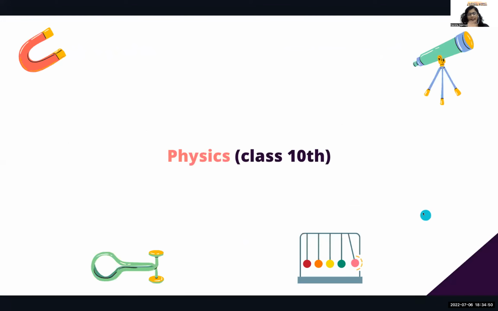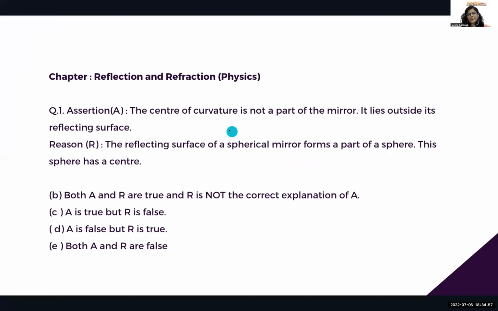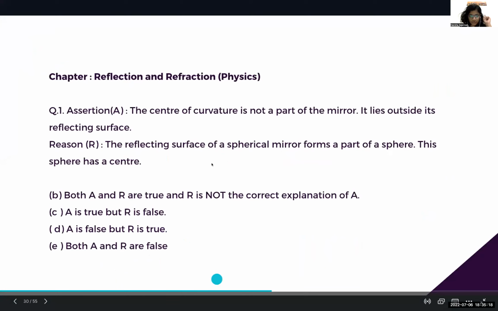All right. Now, quickly moving to physics, class 10th. I'll again be showing examples for class 10th. And my chapter here is reflection and refraction, okay? Now, assertion and reasoning, you can see how it is done here. Assertion: the center of curvature is not a part of the mirror. It lies outside its reflecting surface. Reason: the reflecting surface of a spherical mirror forms a part of a sphere. This sphere has a center. Now, physics teachers, I want answers from your end: B, C, D, or E. What is the right answer?